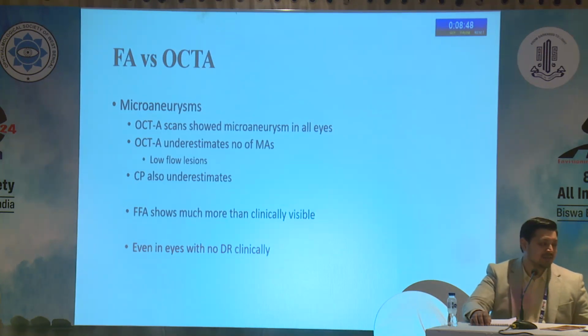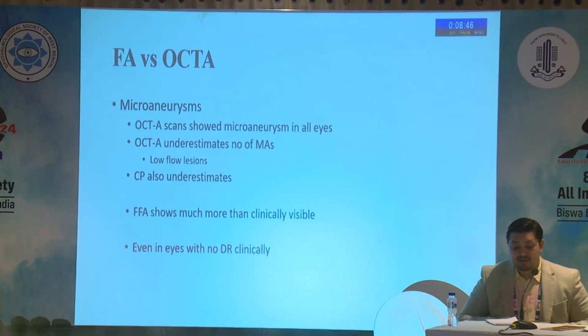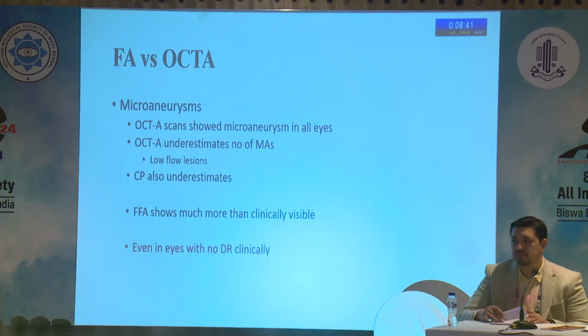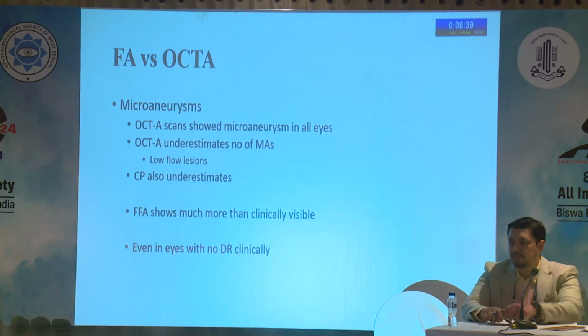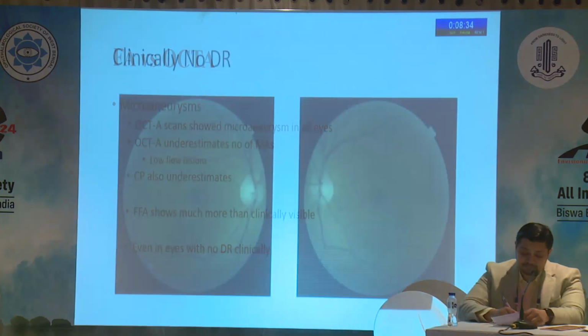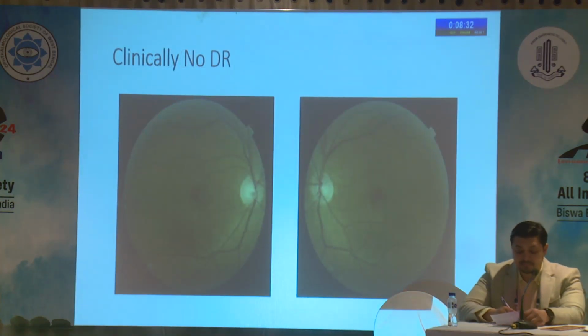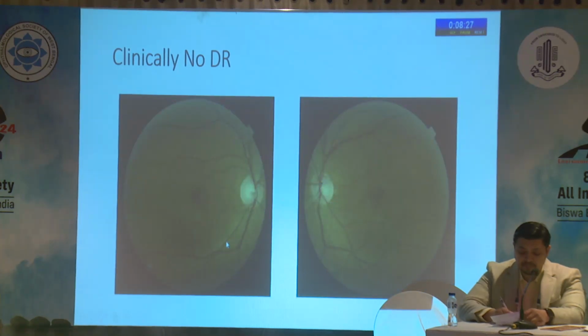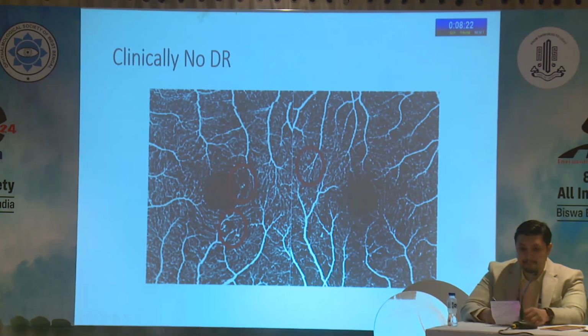Now one thing to remember is that even color photographs underassess the number of microaneurysms as compared to FFA. What was different in our study, we found that even in eyes where there was no clinical diabetic retinopathy, some of the microaneurysms could be picked up on OCTA. So this is one such example. You can see clinically it looks neat and clean, there's no diabetic retinopathy, but once you do OCTA, and this will happen only with a high resolution 3x3 image, you will not see them on 6x6 or 8x8 slabs.